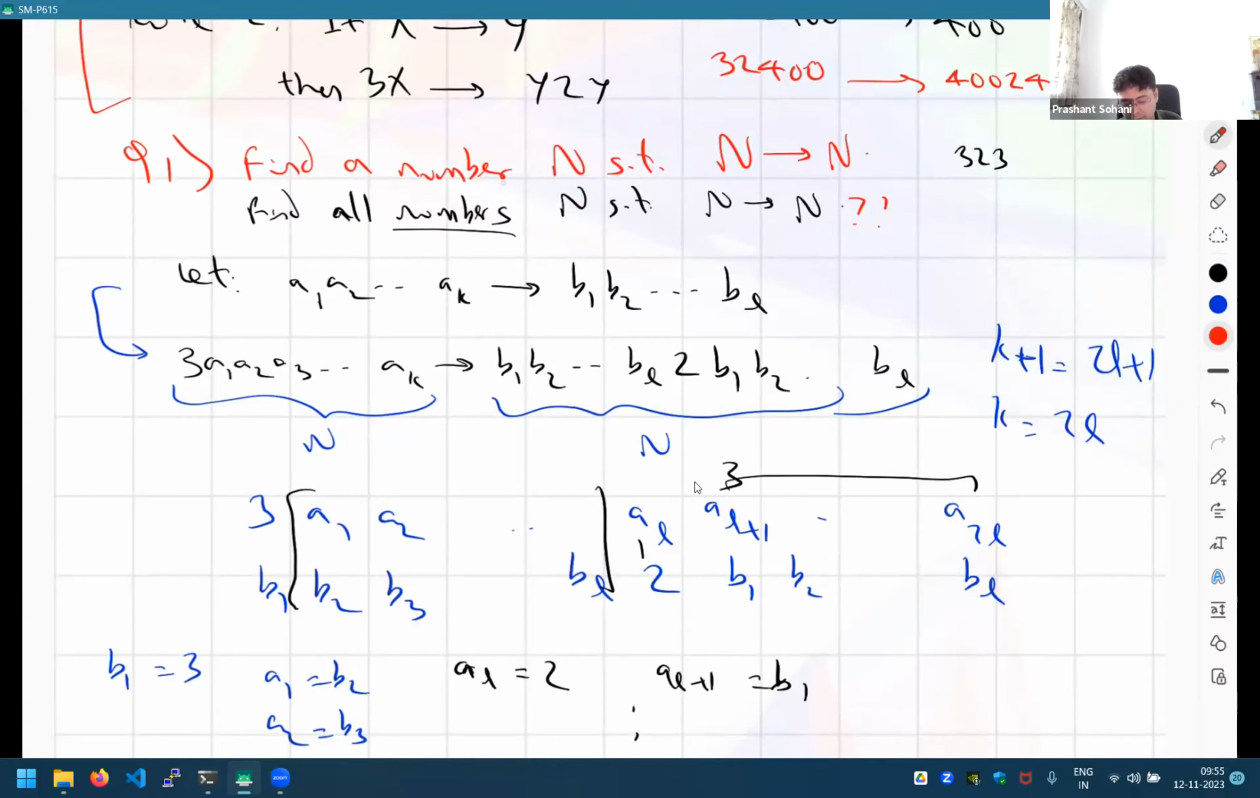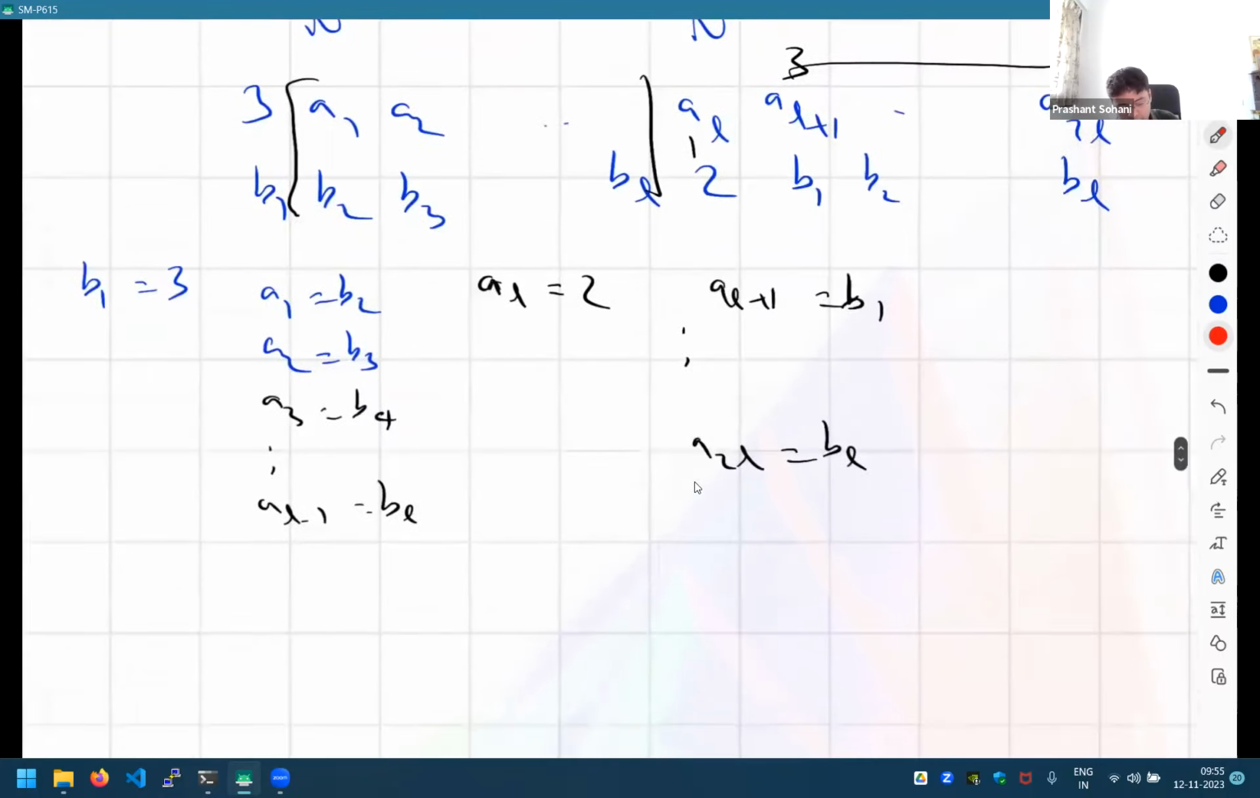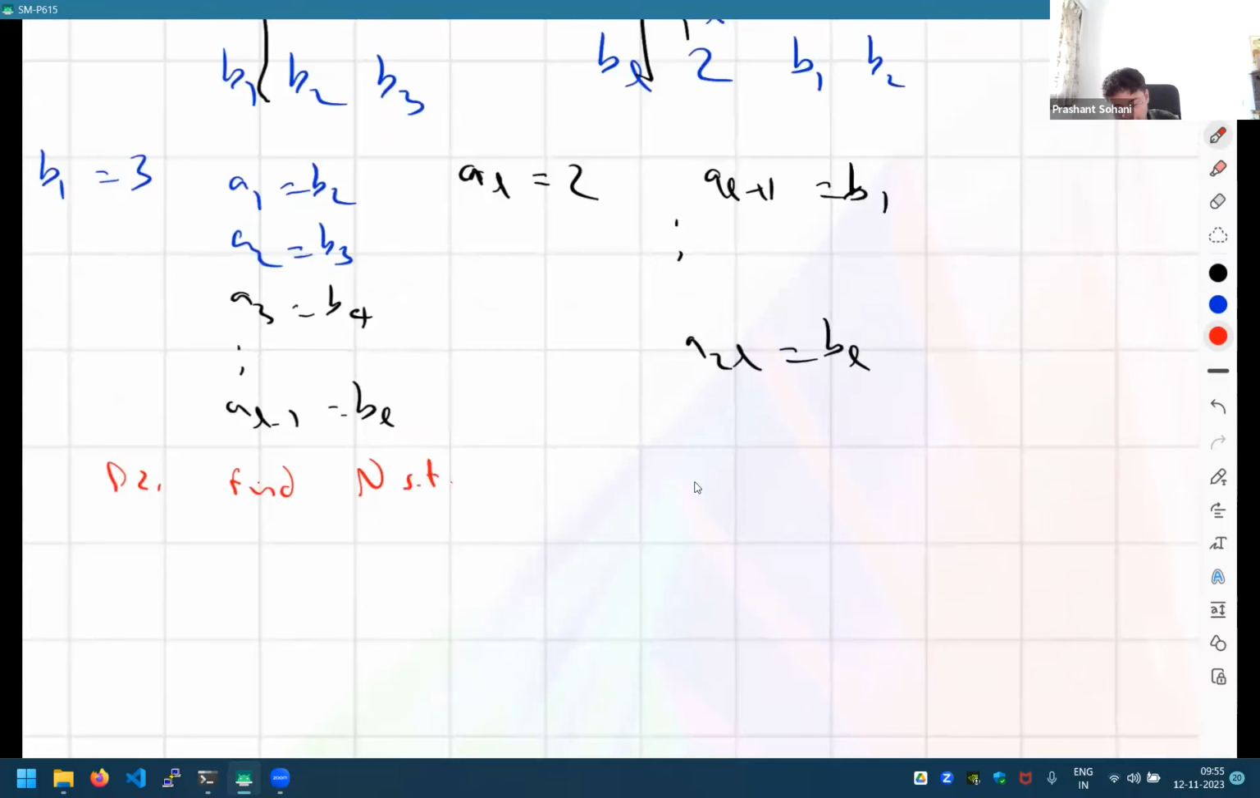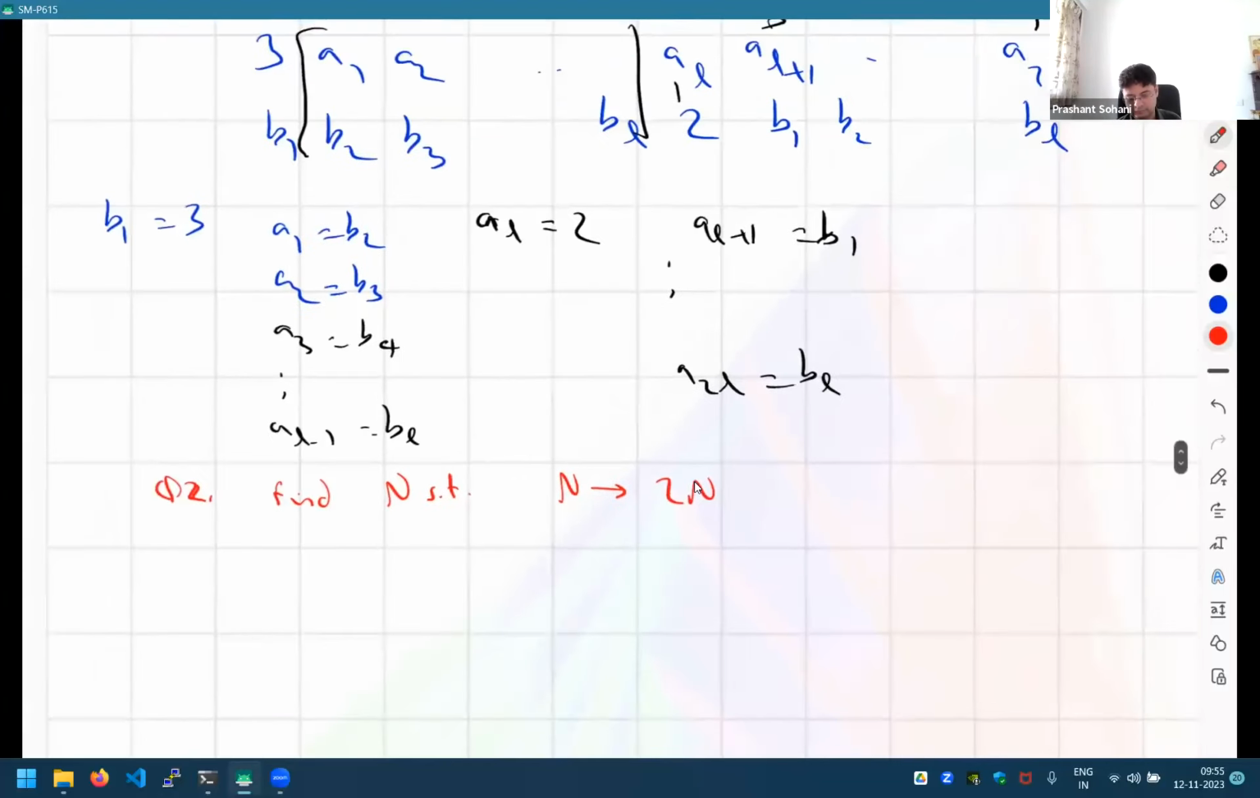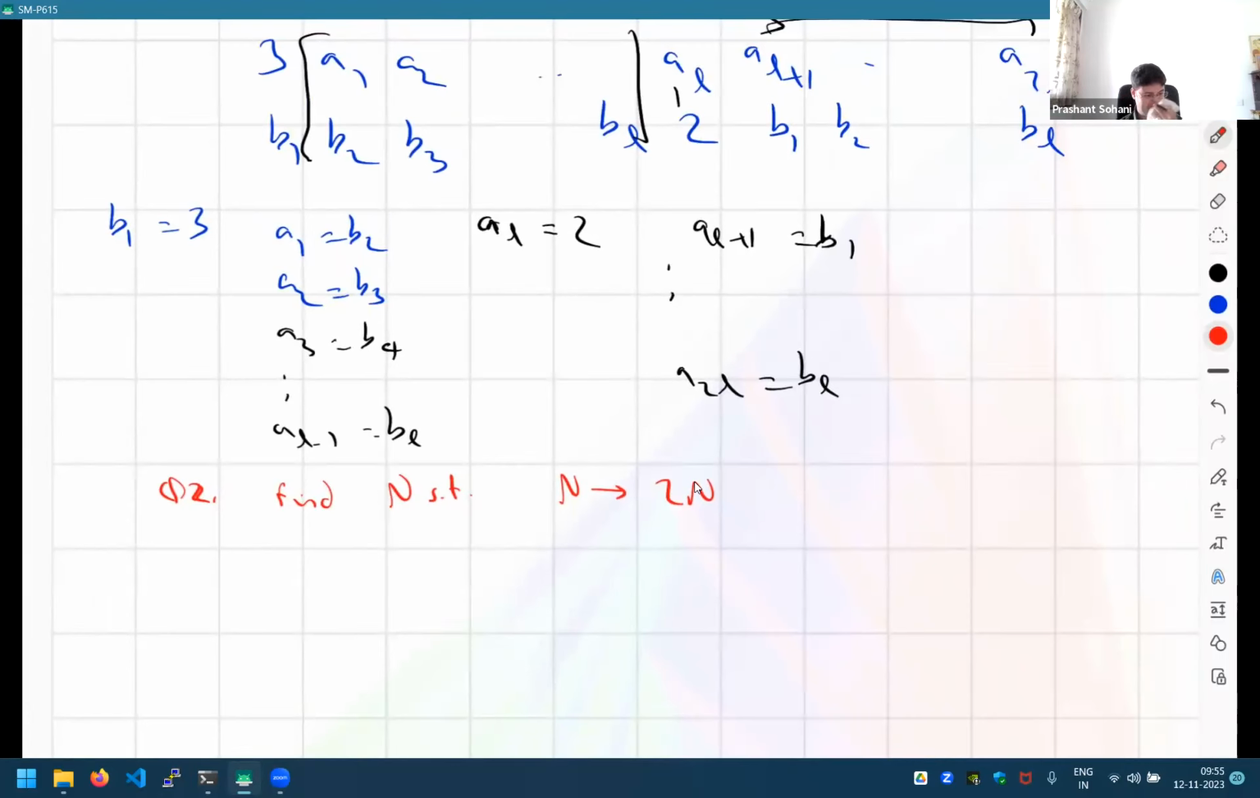In the same way, this was: find a number n such that n generates n. Slightly different question I can ask. So, question 2: find a number n such that n generates 2n. So here also you're just adding a digit, right? We are just adding a digit to the left hand side.